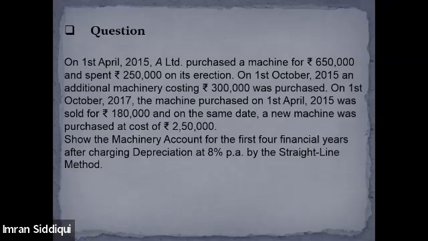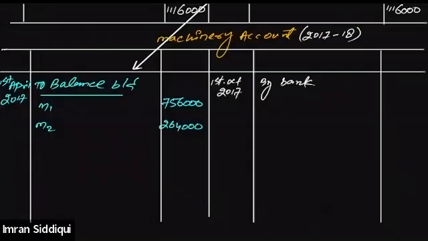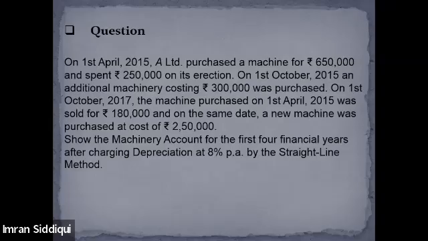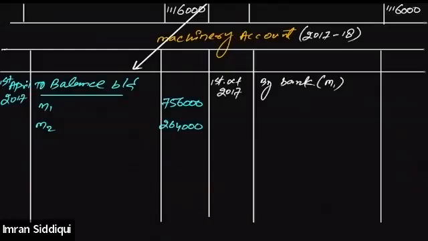9 lakh. 6,50,000 plus 2,50,000. Is that right, everybody? So we are selling machine 1 for how much? We sold this machinery for 1,80,000. Got it, everybody? Is that clear? Now see, actual value of machine one is how much?